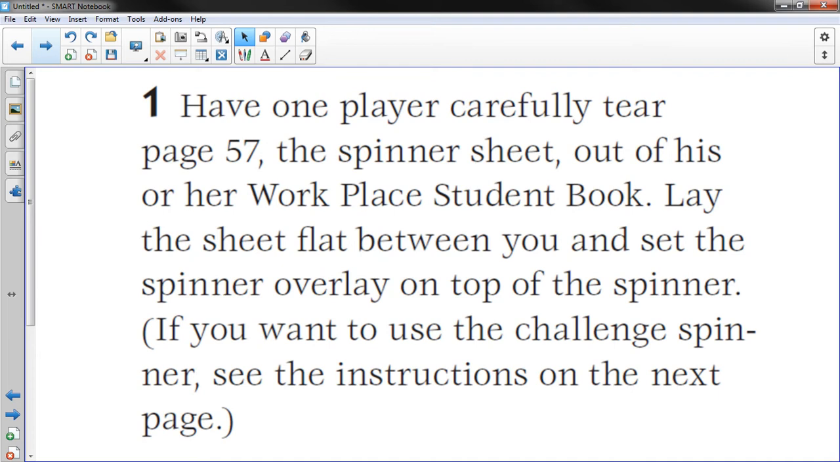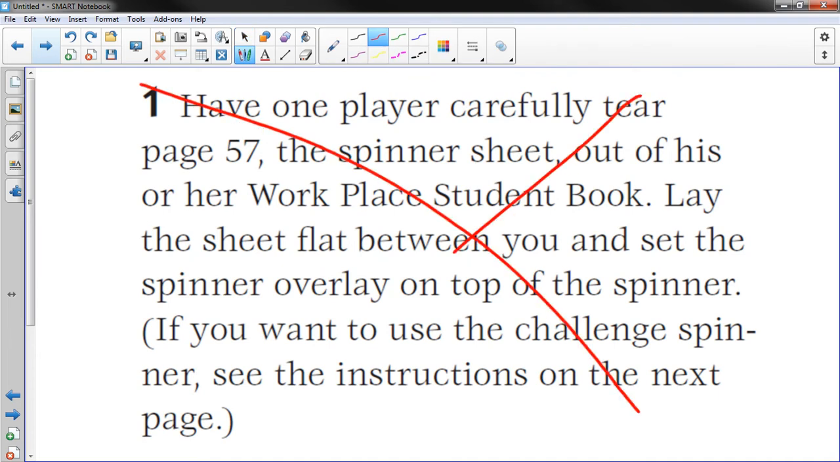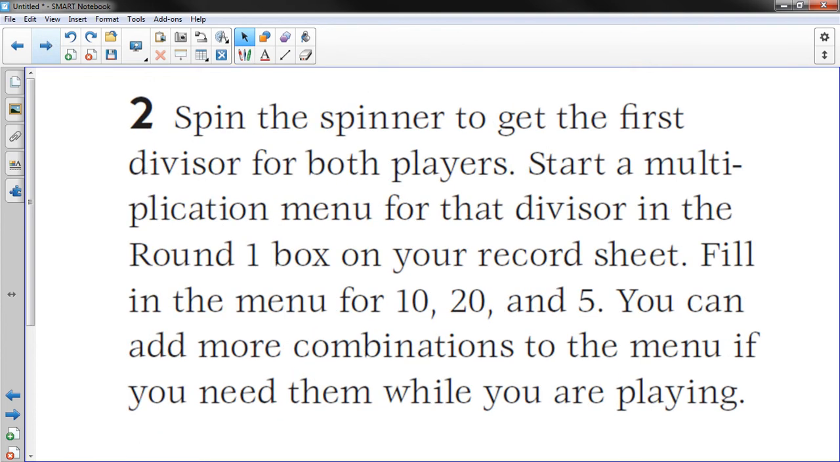Step one in the directions talks about getting everything prepared, getting all the materials necessary. I just went over that. You don't have to worry about step one, so I'm going to go ahead and skip it because we have all those materials already in class. Step 2 really gets into getting the game started.